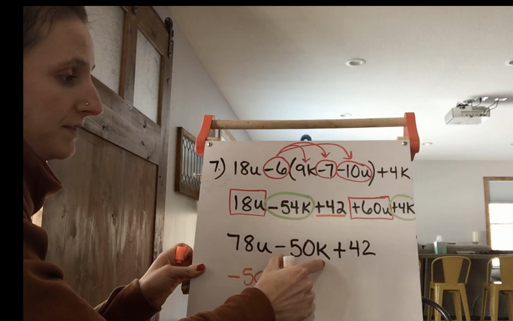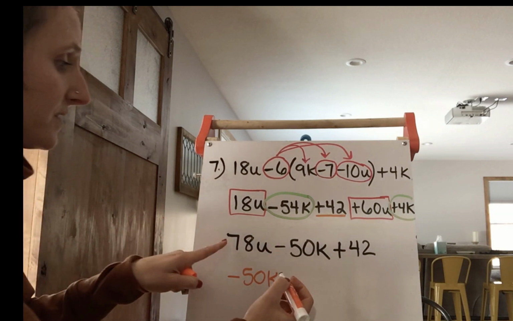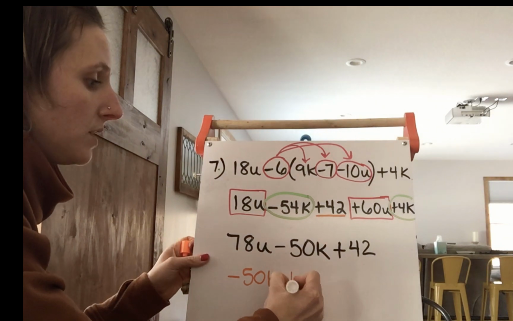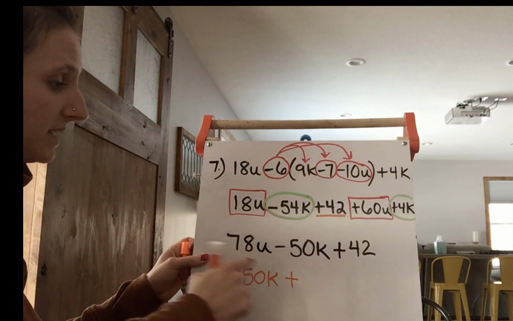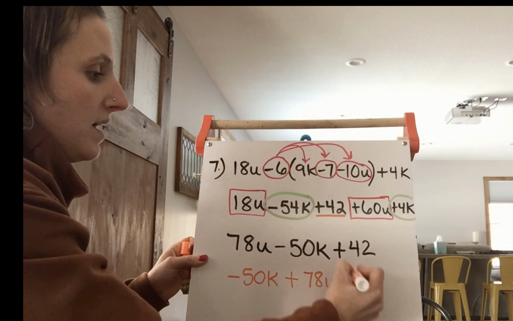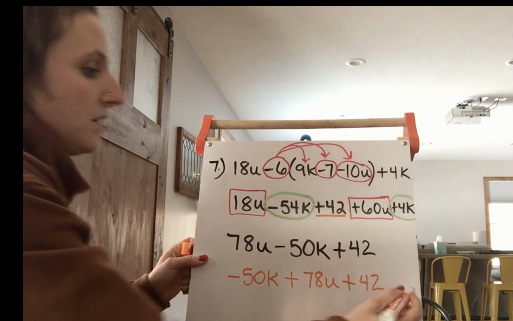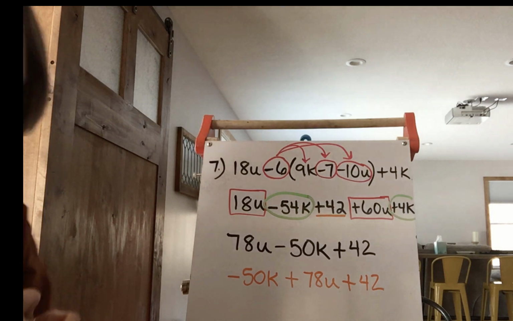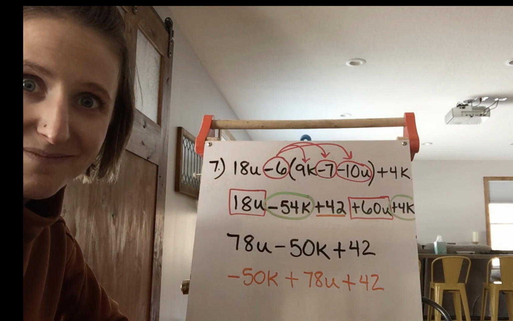Remember, it's a negative 50k, a minus 50k. This is a positive 78u, so plus. Now I need that plus to be seen because it's not the first term anymore. 78u, and then plus 42. There's my simplified expression, and I wrote it in the professional way.